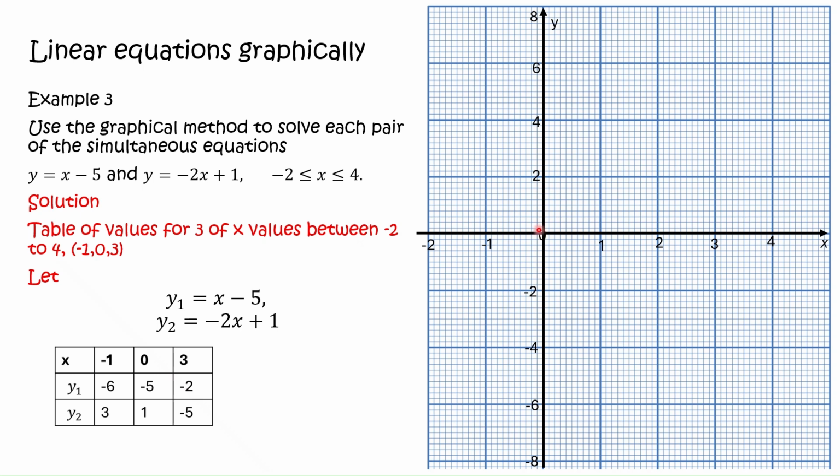So we'll start with y1. Moving from the right, when x is 3, we see that the associated y1 value is minus 2. So we look for the 3 on the x-axis and the minus 2 on the y-axis, and where they intersect, that is the first point. Then we move on to the next point, which is 0 on the x and minus 5 on the y.